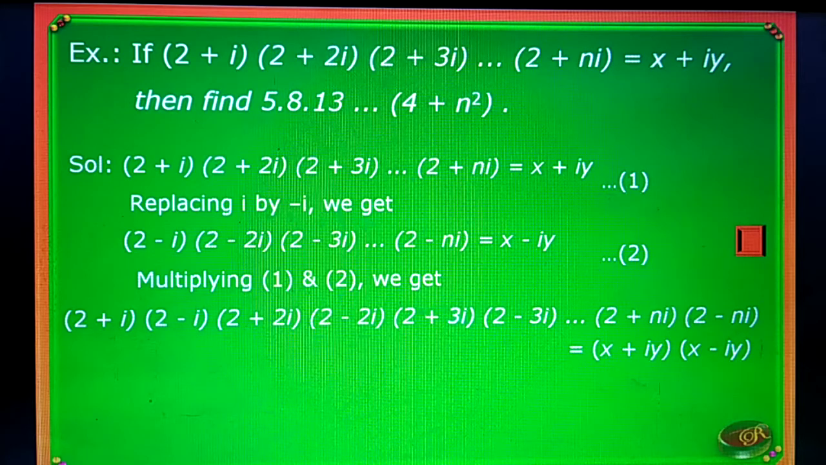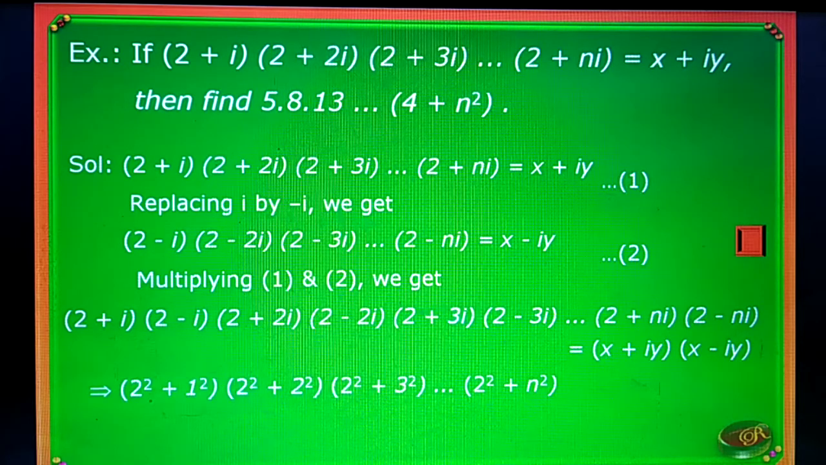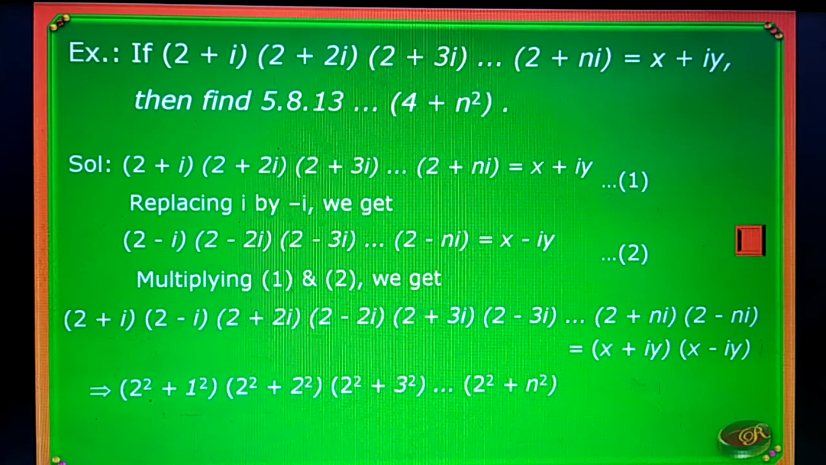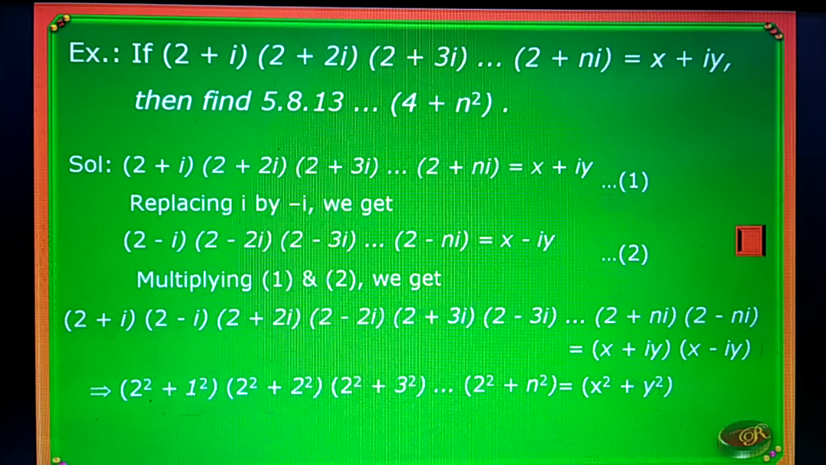Implies 2 square plus 1 square into bracket 2 square plus 2 square into bracket 2 square plus 3 square into dash dash dash 2 square plus n square is equal to x square plus y square. Implies 5 into 8 into 13 into dash dash dash into 4 plus n square is equal to x square plus y square.